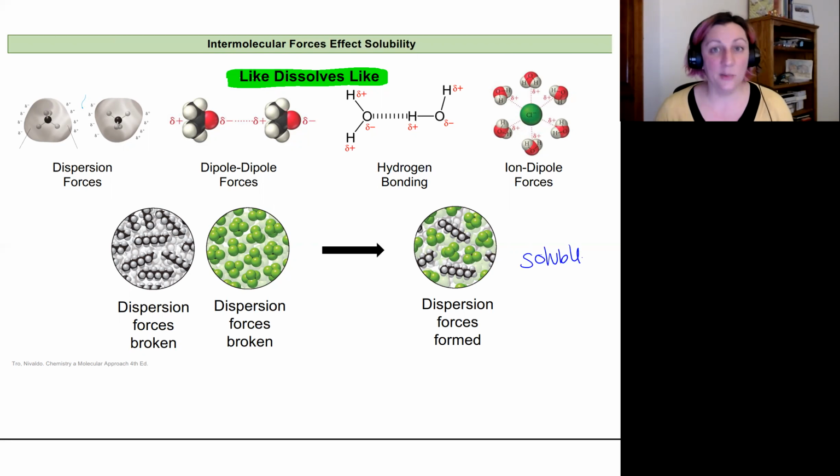We have similar intermolecular forces. The ones we're going to be looking at here are dispersion forces, dipole-dipole forces, hydrogen bonding, and ion-dipole interactions. If our solute has a similar list of intermolecular forces as our solute-solvent interactions, then it's going to form a solution.